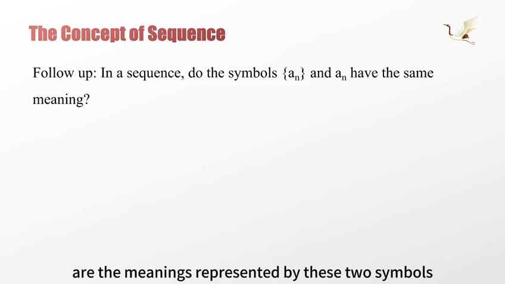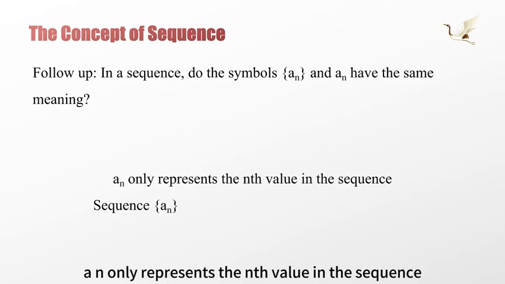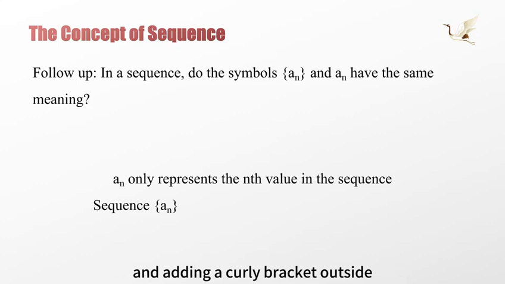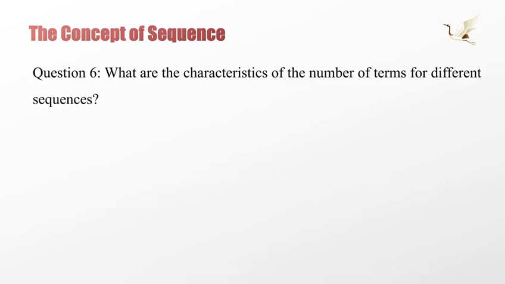Are the meanings represented by these two symbols in the sequence the same? It's different. an only represents the nth value in the sequence, and adding curly brackets outside an represents a sequence, and we usually add the word sequence in front of it, which is the sequence {an}.